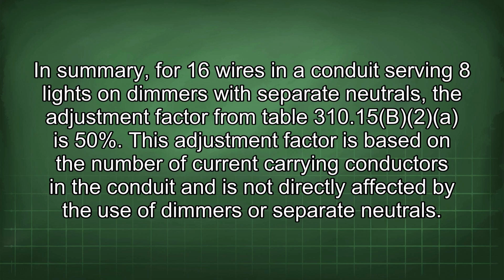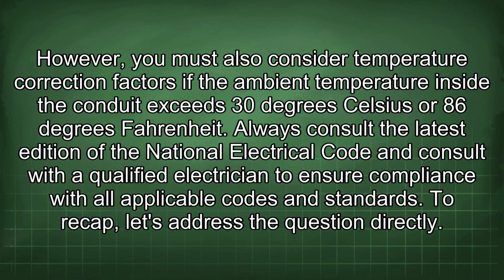In summary, for 16 wires in a conduit serving 8 lights on dimmers with separate neutrals, the adjustment factor from Table 310.15(B)(2) is 50%. This adjustment factor is based on the number of current carrying conductors in the conduit and is not directly affected by the use of dimmers or separate neutrals. However, you must also consider temperature correction factors if the ambient temperature inside the conduit exceeds 30 degrees Celsius or 86 degrees Fahrenheit. Always consult the latest edition of the National Electrical Code and consult with a qualified electrician to ensure compliance with all applicable codes and standards.